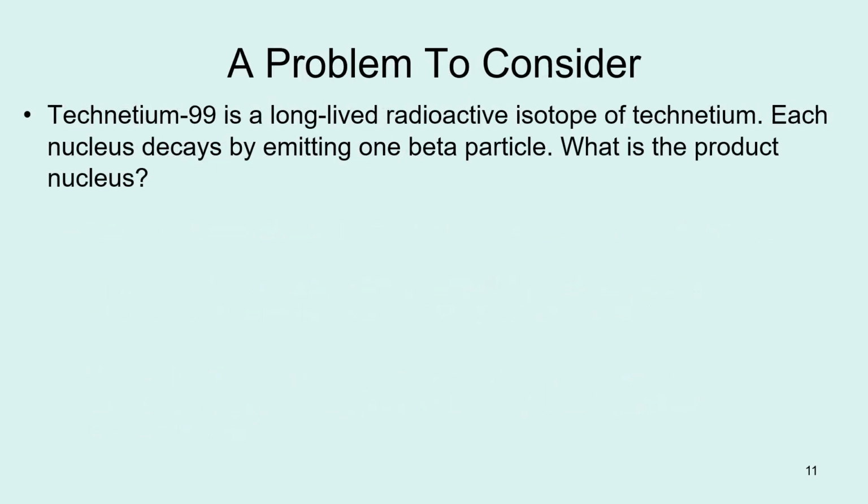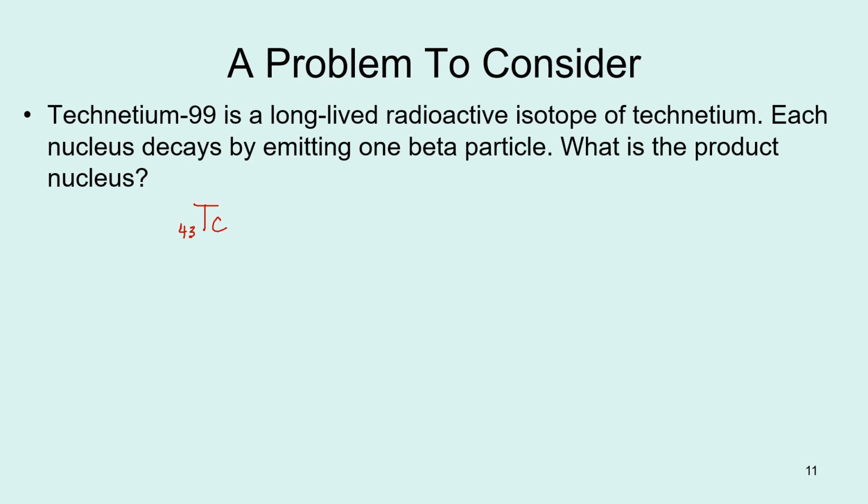All right, so technetium is a radioactive isotope, technetium-99. Each nucleus decays by emitting a beta particle. So what is the other product besides the beta, or what is the product nucleus? I'm going to write it here before, well, this is how I would do it. So I'll probably erase it then and bring my PowerPoint up. But I'm going to say, okay, technetium, got to look at my periodic table and see technetium is element 43, so it has 43 protons.